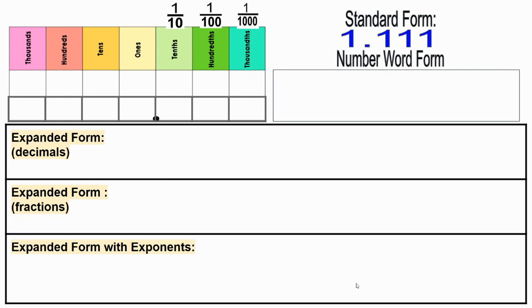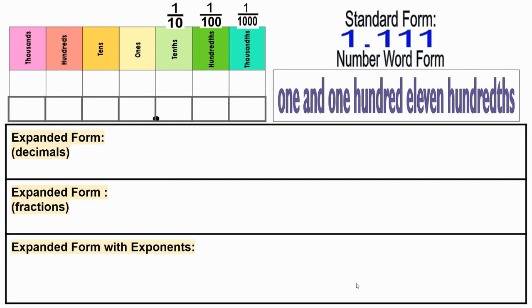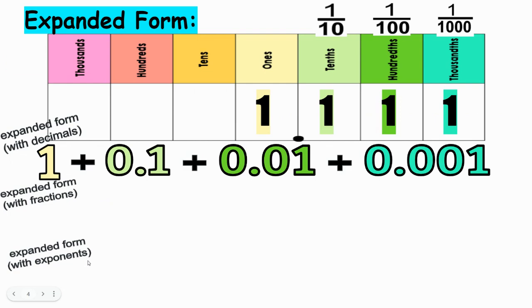So this number written in word form is 1 and 111 thousandths. And we can use this place value chart to figure out how we can write it in expanded form. So we're going to write this number in expanded form showing decimals, in expanded form using fractions, and then expanded form with exponents.